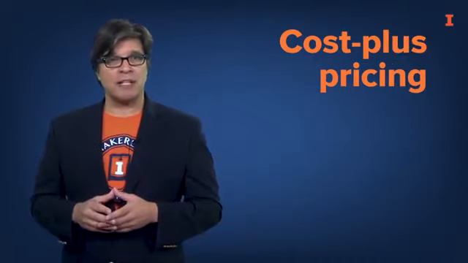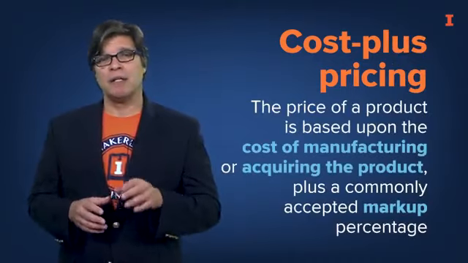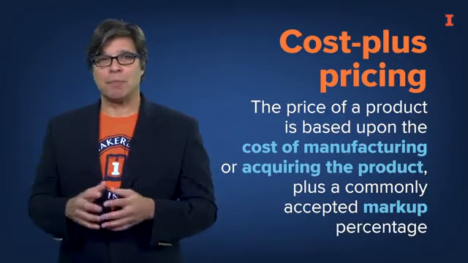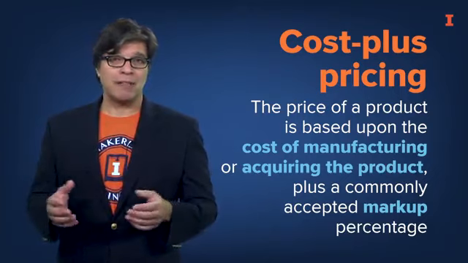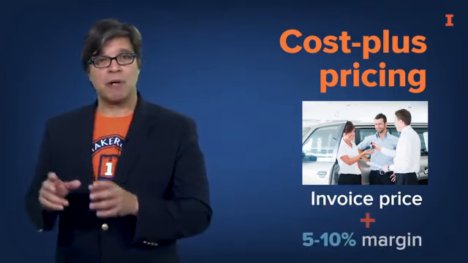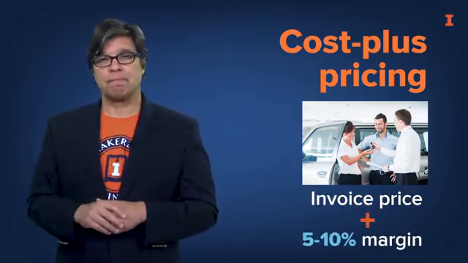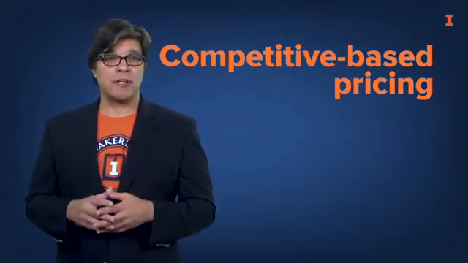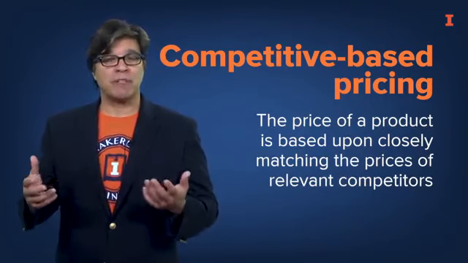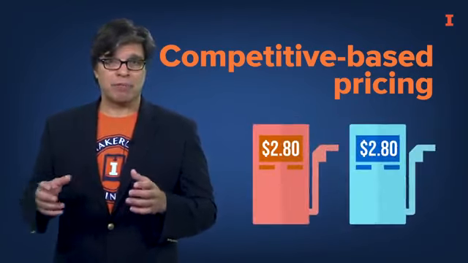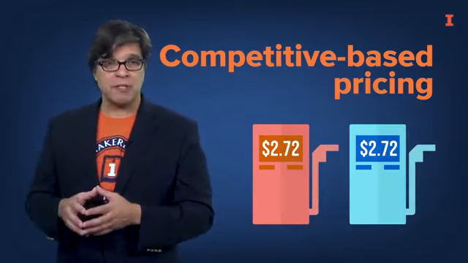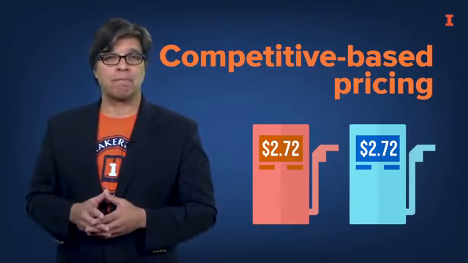Cost-plus pricing is a technique in which the price of a product is based upon the cost of manufacturing or acquiring a product plus a commonly accepted markup percentage. For example, in the US, most car dealers price their cars at their invoice price plus a margin between 5 to 10%. Competitor-based pricing is a strategy in which the price of a product is based upon closely matching the prices of relevant competitors. For example, if the price of gasoline is lower by one gas station, nearby stations will also lower their prices in order to match their competitor's price.